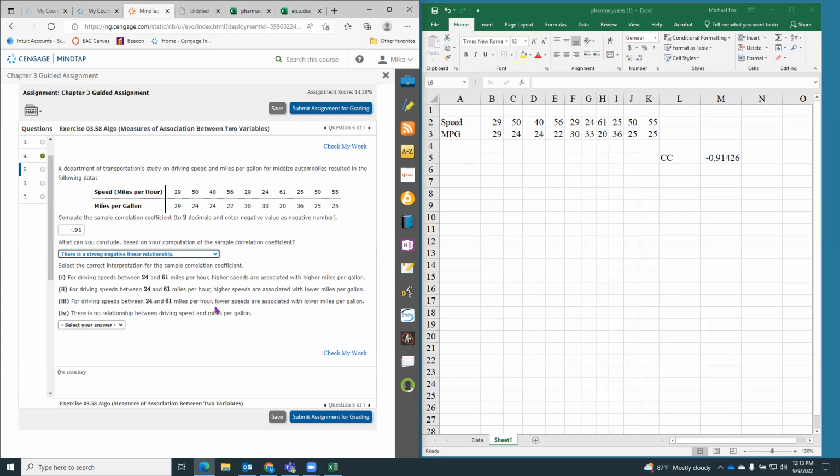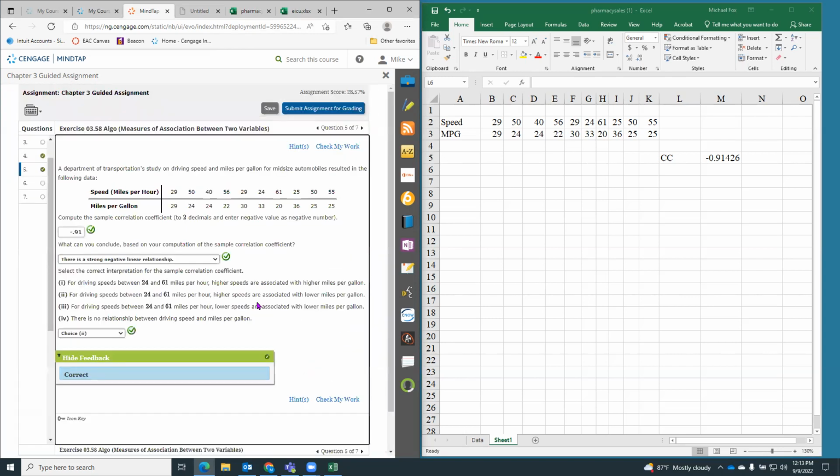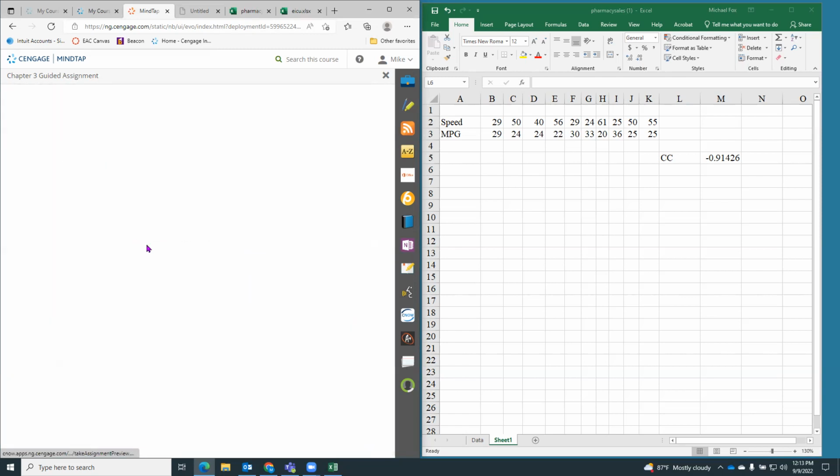Or lower speeds are associated with lower miles per gallon. No. Or there is no relationship between the 2. So we're going to say 2 for that, higher speeds are associated with lower miles per gallon. Check our work. Looks like we got it all right. So we can move on to number 6.